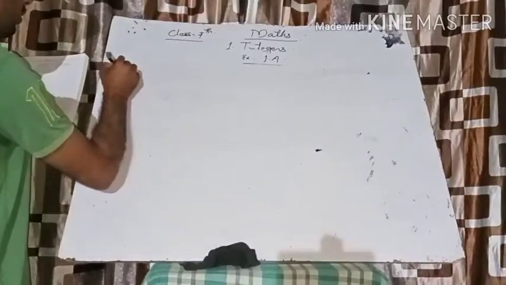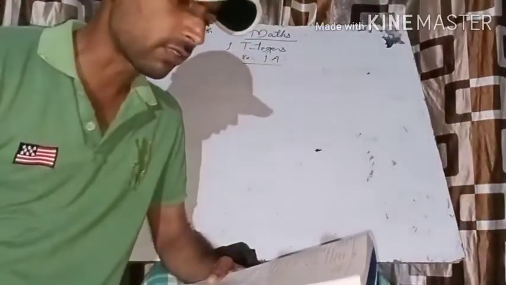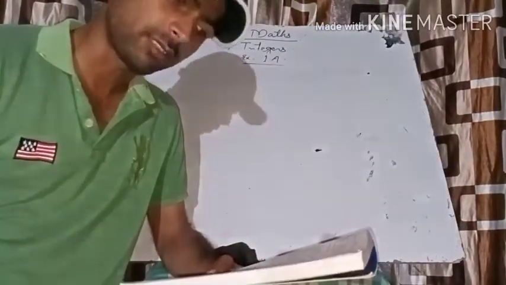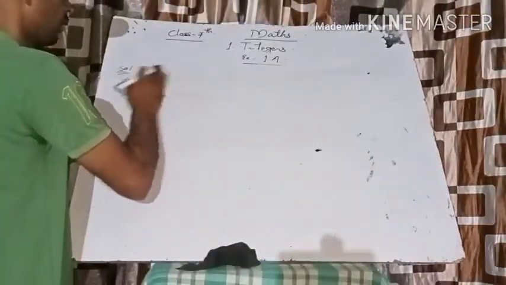The sum of two integers is minus 16. First listen to question number 12 carefully. The sum of the two integers is minus 16. If one of them is 53, then we have to find the second one. Now, how will we solve this one?